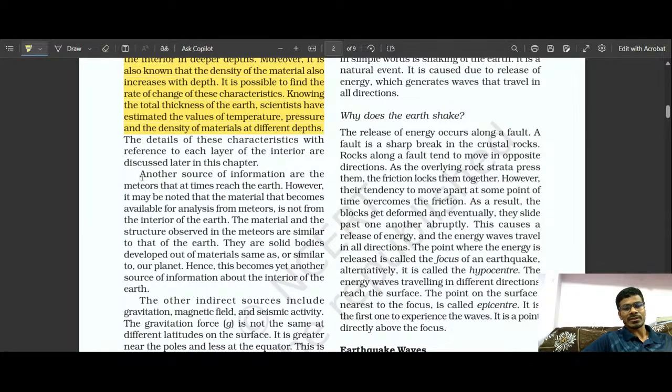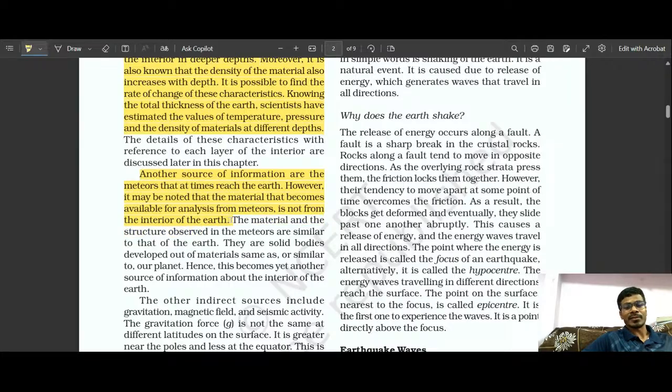Another source is meteors, which at times reach the earth. However, it may be noted that the material that becomes available for analysis from meteors is not from the interior of the earth. It is from space, or outside the earth.